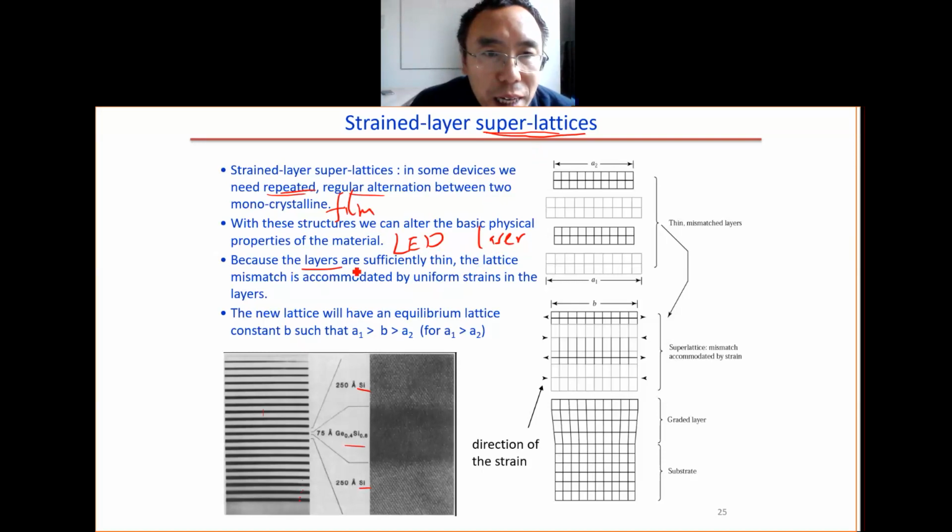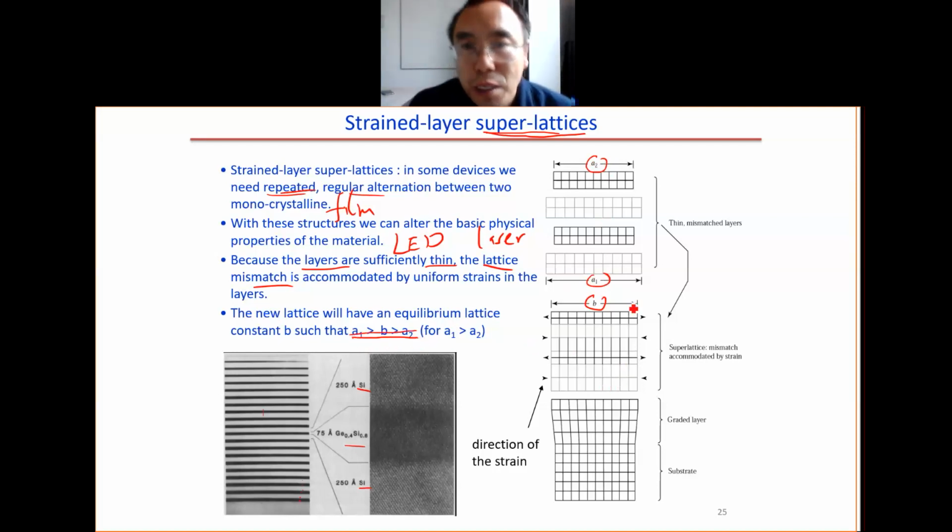Because each layer is very thin, maybe 10 or 30 nanometer, the lattice mismatch can be accommodated by the uniform strain. For example, here this lattice constant is A2, this one is A1. When they come together, you form this one, B. B is between the lattice constant of A2 and the lattice constant of A1. It's between A1 and A2.